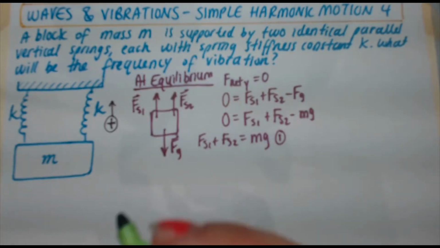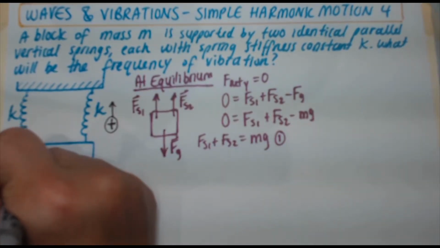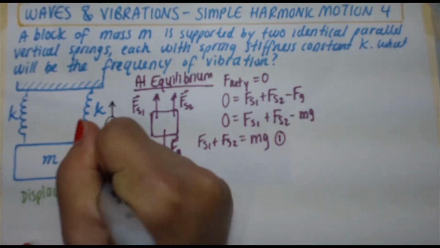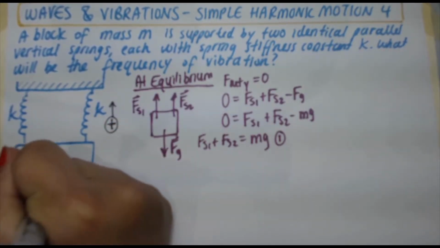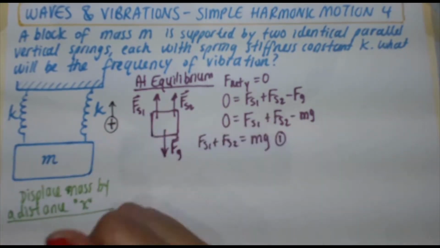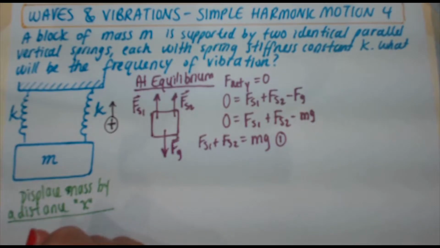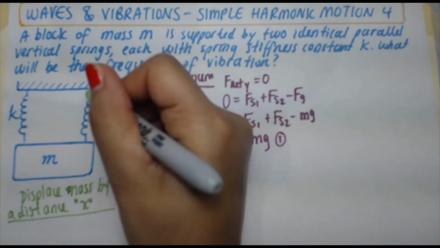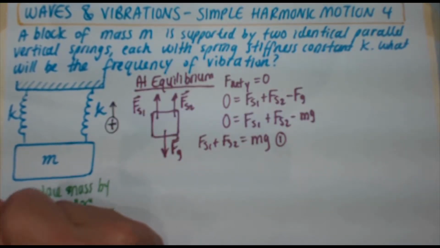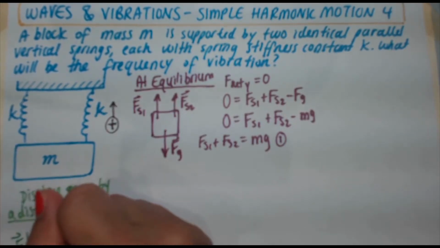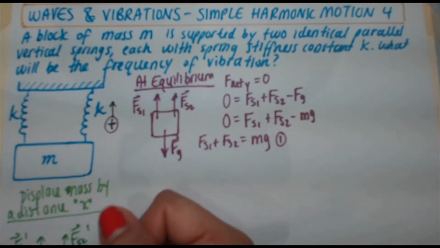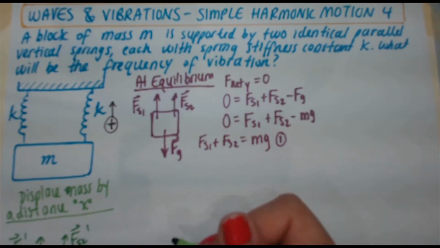So this is going to be the second scenario we're going to deal with. This is going to be when we displace the mass by a distance x, downwards. All right, so let's draw a new free body diagram. If you now displace the mass downwards, the spring force now is going to be a little bit more than it was before. So we'll call it now Fs1 prime and Fs2 prime. And of course, the weight doesn't change. Fg is Fg.